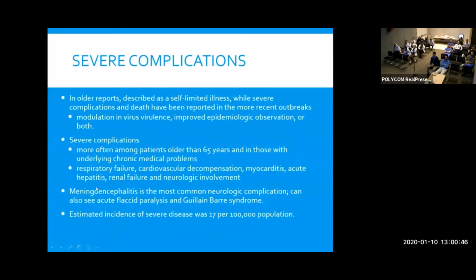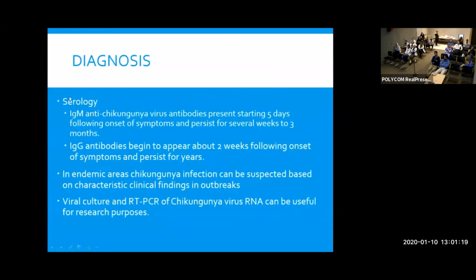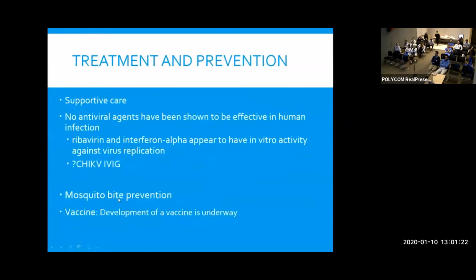I'm going to skip this slide. Just keep in mind that you can have severe complications, particularly in older people who get infected with chikungunya. Even respiratory failure, cardiovascular decompensation, and myocarditis have been described. Meningoencephalitis and Guillain-Barré are the most common neurological long-term complications. It's rare, but it's there, and we're probably going to be seeing more and more of that. Diagnosis is by serology, and treatment is supportive care. There's currently no antiviral agent known to work.